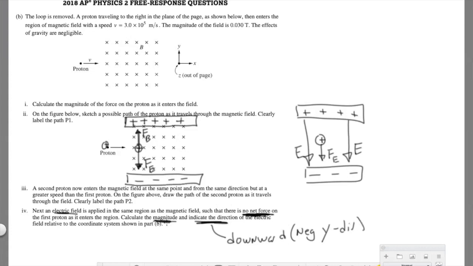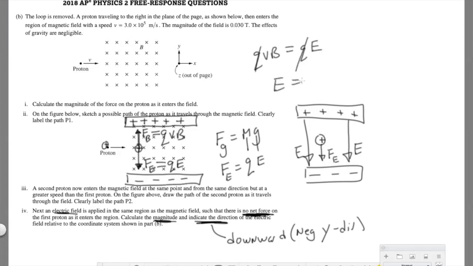Now, how do we calculate the magnitude? The equation for force of a magnetic field is qvB. The equation for force of an electric field is qE. When we first learned this, I made a big deal and related it to gravity. What's the equation for force of gravity? mg. What's the equation for force of electric field? The m becomes q, the g becomes E. The force of an electric field is qE. So the answer to this question is that these two forces must cancel. So qvB equals qE. The q's cancel. The electric field is v times B.